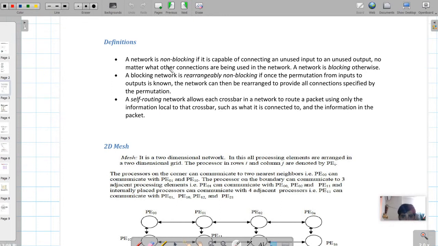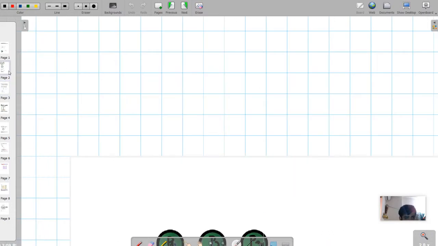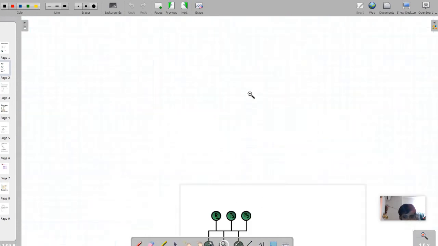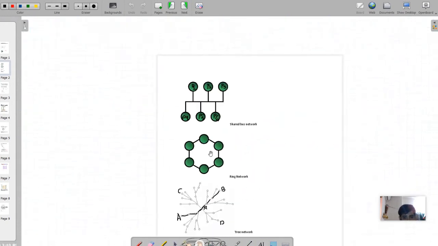Now, this blocking and non-blocking concept can be thought of in another way also. A blocking network is rearrangeably non-blocking if, once the permutation from inputs to outputs is known... Now, what is the justification behind this statement? To look into the justification, let us look into the ring connection.